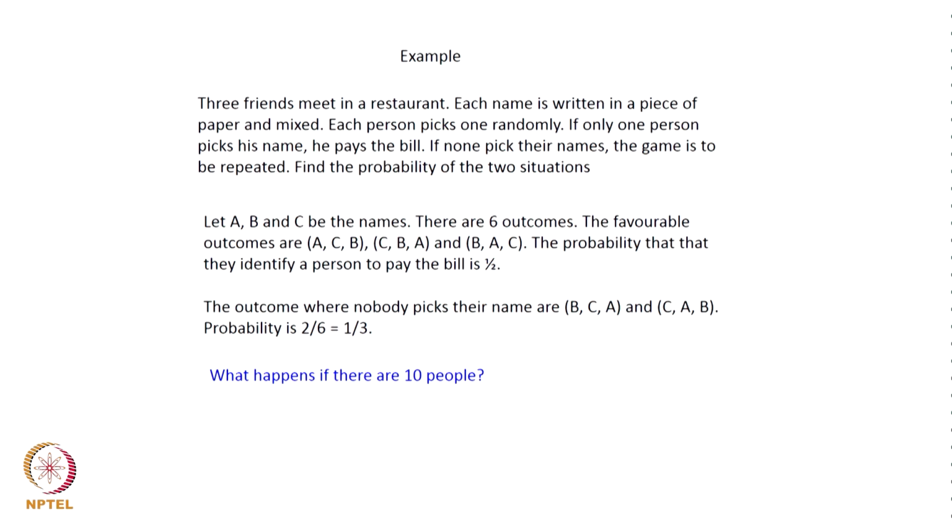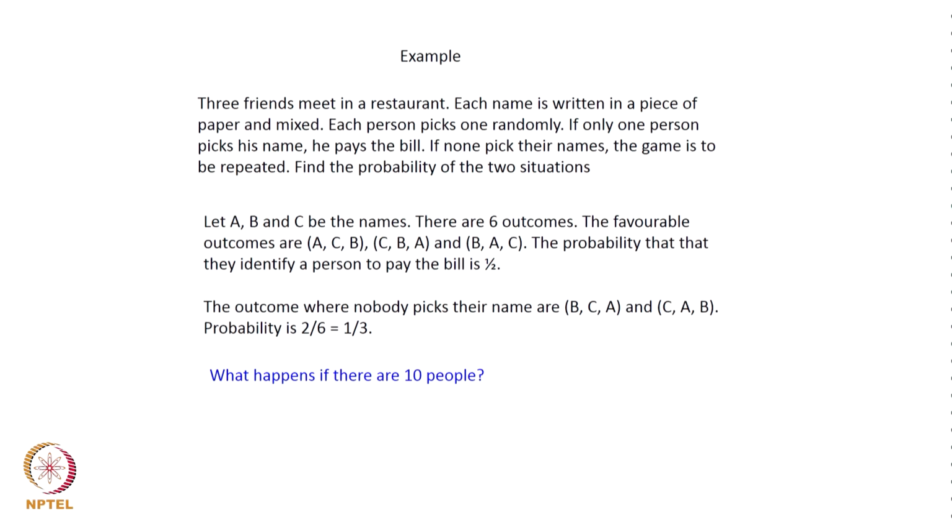So we have a situation where if only one person picks their name and the other two do not, then the person who picked the name pays the bill. So we look at that situation and say that out of these 6 possible outcomes, 3 outcomes meet the requirement. So the probability that they actually identify a person to pay the bill is half.